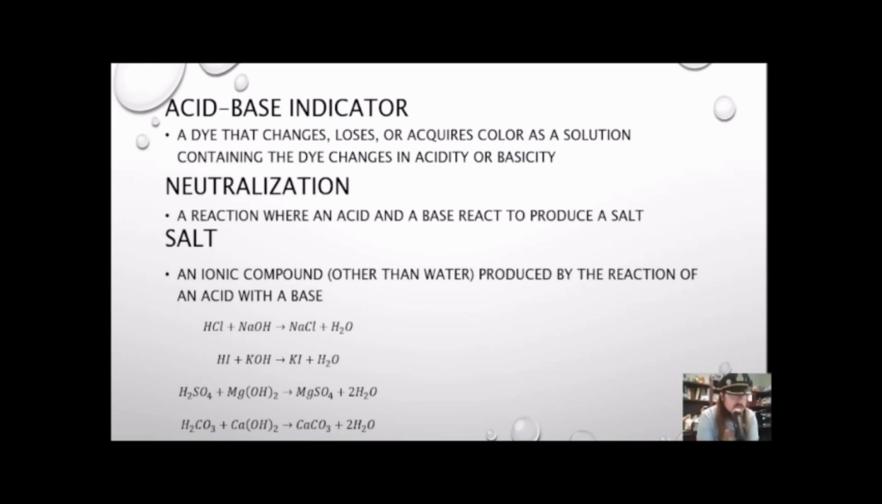Now, bases, they tend to be bitter. They'll turn litmus blue, and when you feel them, they would feel slippery. Now, I'd suggest you do not try to actively taste your chemicals or mix random chemicals in the home.